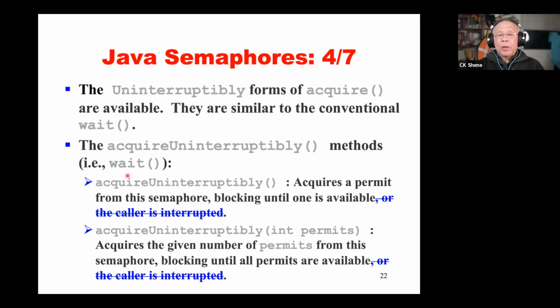So you call it without an argument. It means you acquire a permit from this semaphore, blocking until one is available. So we don't care whether the caller is interrupted or not. You just wait until the permit is available. So the second form, acquire uninterruptibly with a number of permits. You just wait until all permits are available. We don't care about the interruption. So it's your choice to use the uninterruptible form or without this form.